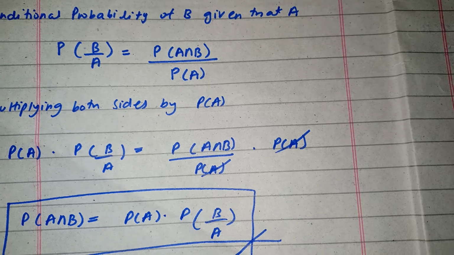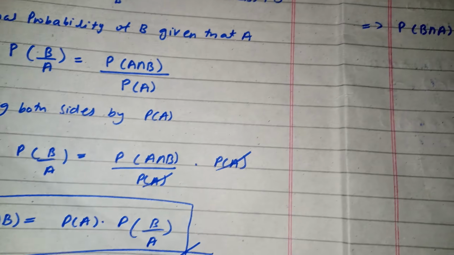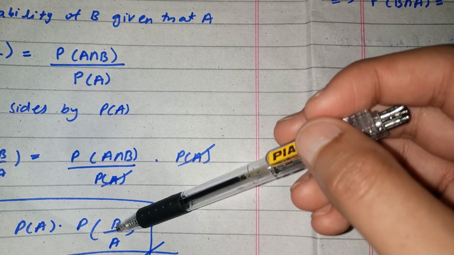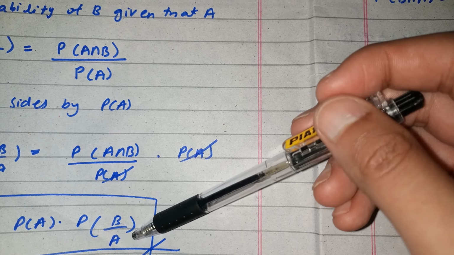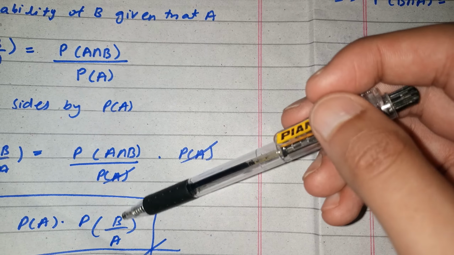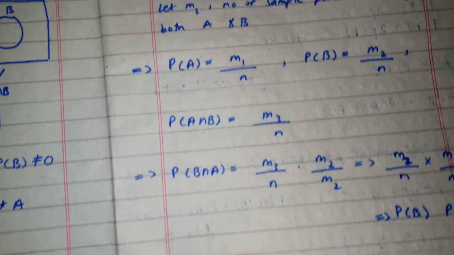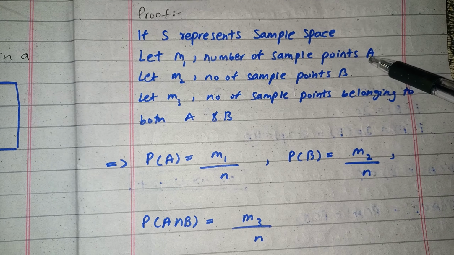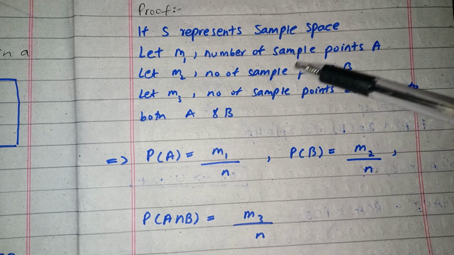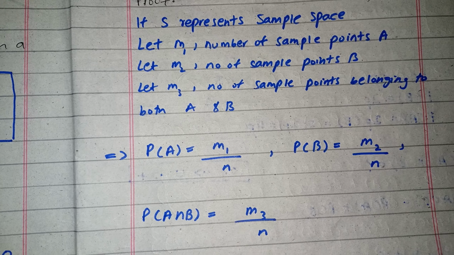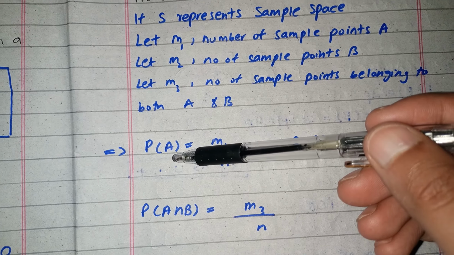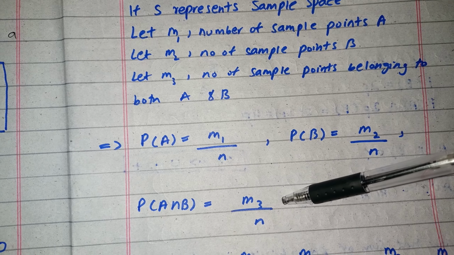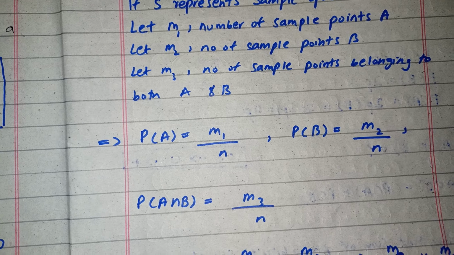These are just two or three step formulas. So how are we going to prove it? We have to prove probability of A times probability of B given A, or we can even prove probability of B times probability of A given B. Both are the same, as we know. So we're going to prove it here. If S represents the sample space, let M1 be the number of sample points in A, M2 the number in B, and M3 the number in A intersection B. Then probability of A will be M1 over N, probability of B will be M2 over N, and probability of A intersection B will be M3 over N.